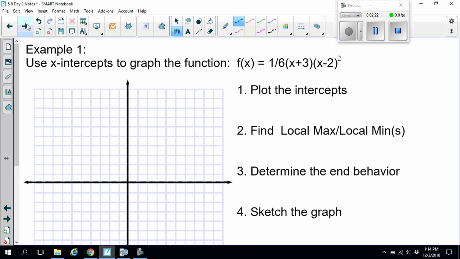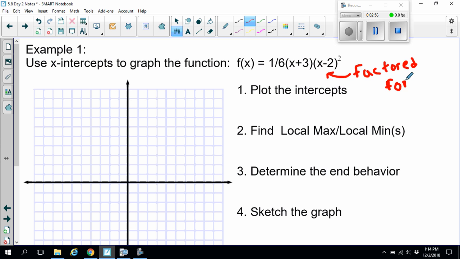Okay, let's go ahead and graph our first function. We're going to use the x-intercepts to graph the function, but we're also going to find the local max and minimums using our graphing calculators. Now here's our function. We have f of x equals 1/6 times x plus 3 times x minus 2 squared. Now notice how this function is written. It's actually written in factored form. This actually allows us to find the x-intercepts a lot easier. So we don't really need to use our graphing calculator to find the x-intercepts.